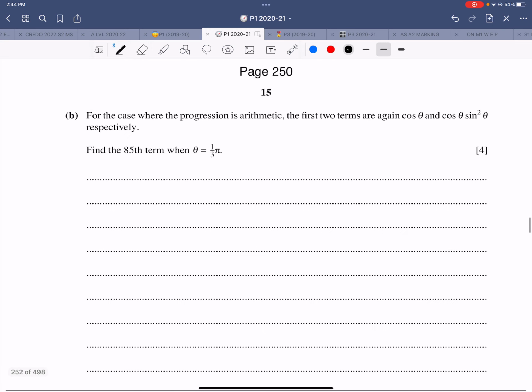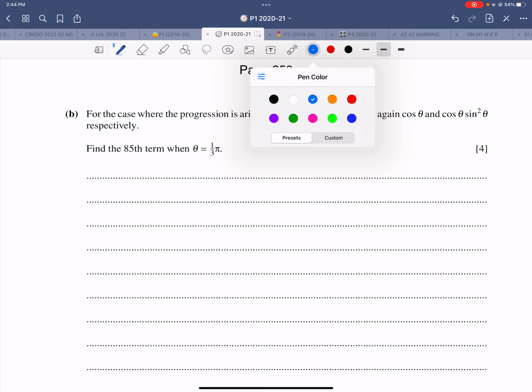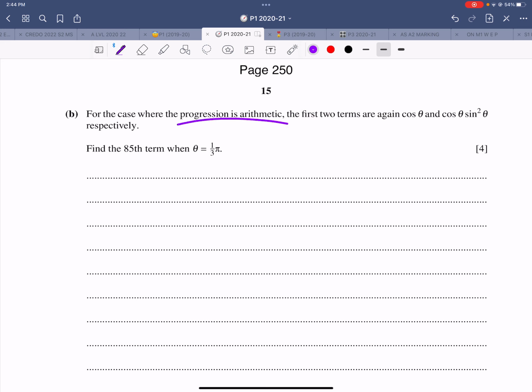Now it says, for the case where the progression is arithmetic, the first term is still cosine theta, and the second term is cosine theta sine square theta, used as before. But now we are not dealing with a common ratio, we are dealing with a common difference. Find the 85th term when theta is pi by 3.